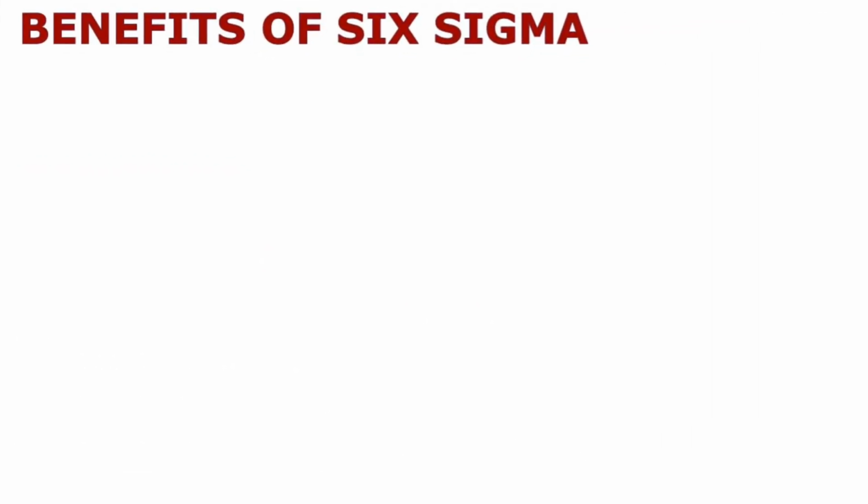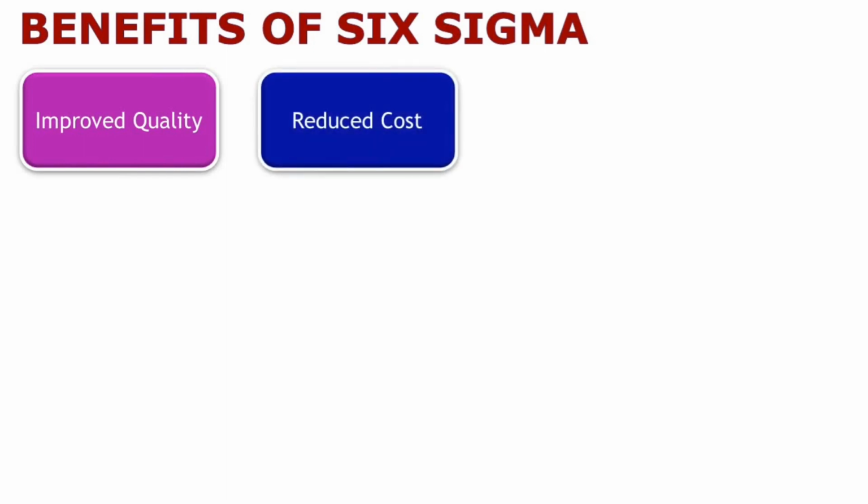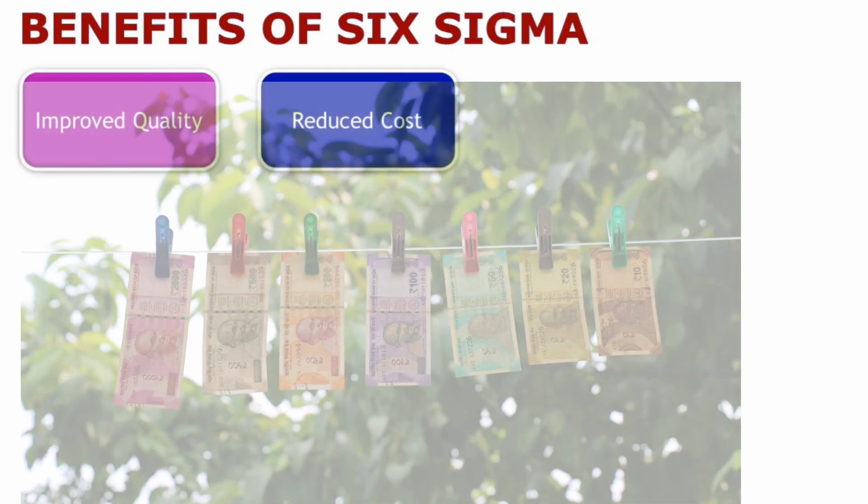Let's explore the numerous benefits of Six Sigma. First one is improved quality. Six Sigma helps you consistently deliver high quality products or services, reducing defects and errors. Next one is reduced cost. By eliminating waste and inefficiencies, Six Sigma can lead to cost savings and increased profitability.